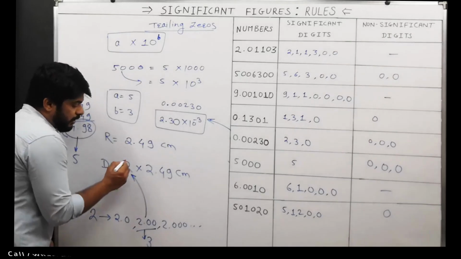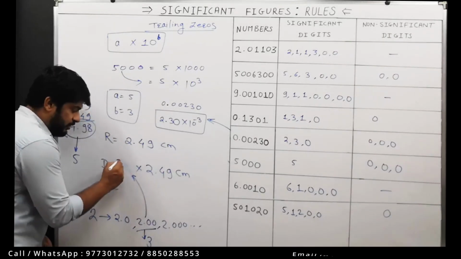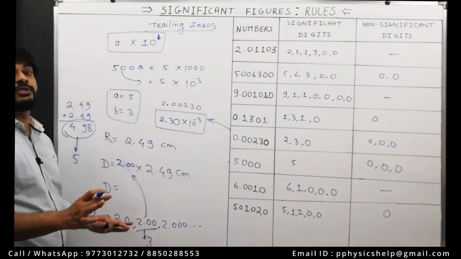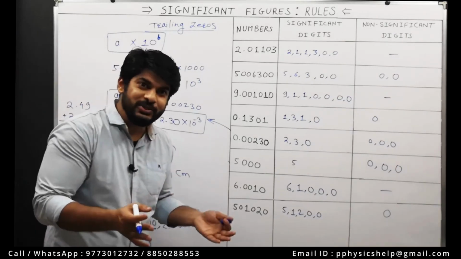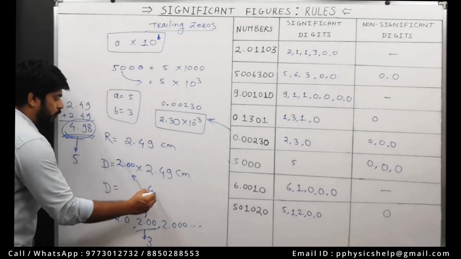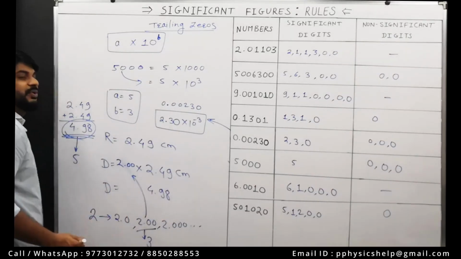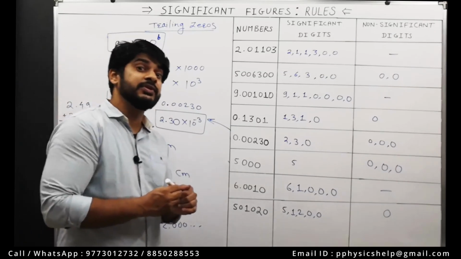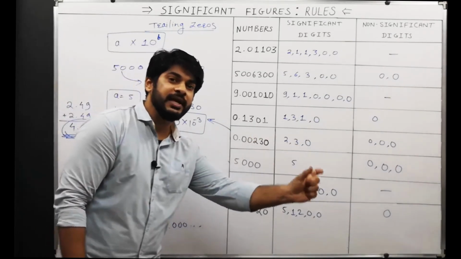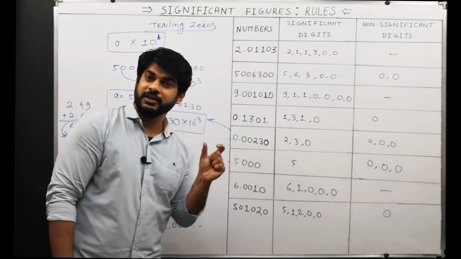So now we have both of these numbers, this 2.00 and this 2.49, both have same number of significant figures. Now there is no issue. Now you can get your right answer, that is 4.98. So that is the reason why we choose this exact number to have infinite number of significant figures.